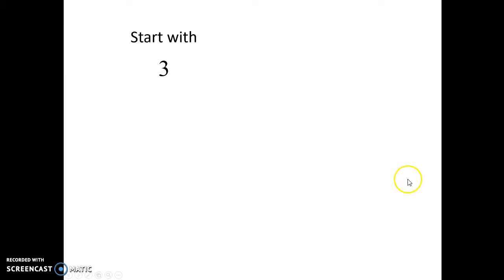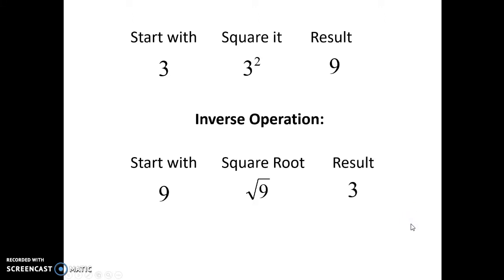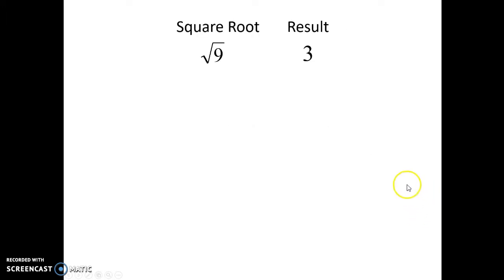Okay, let's start with 3. And we're going to square it. And our result is 9. Inverse operation: if you can do an operation to a number, then you can undo that operation to that number. If we start with 9, we can use the square root and get back to 3. So squaring and square root are inverse operations. If I take the square root of 9, the result is 3.